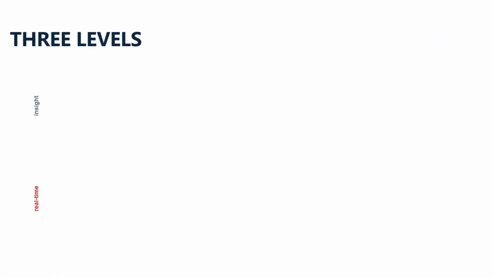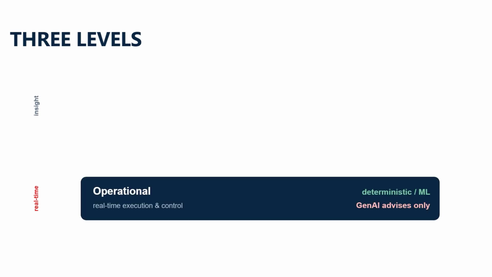Sort any use into one of three levels. At the bottom, operational, real-time execution and control. It has to be deterministic and guaranteed. So classical automation and machine learning run it, and generative AI is advisory only, never on the loop.